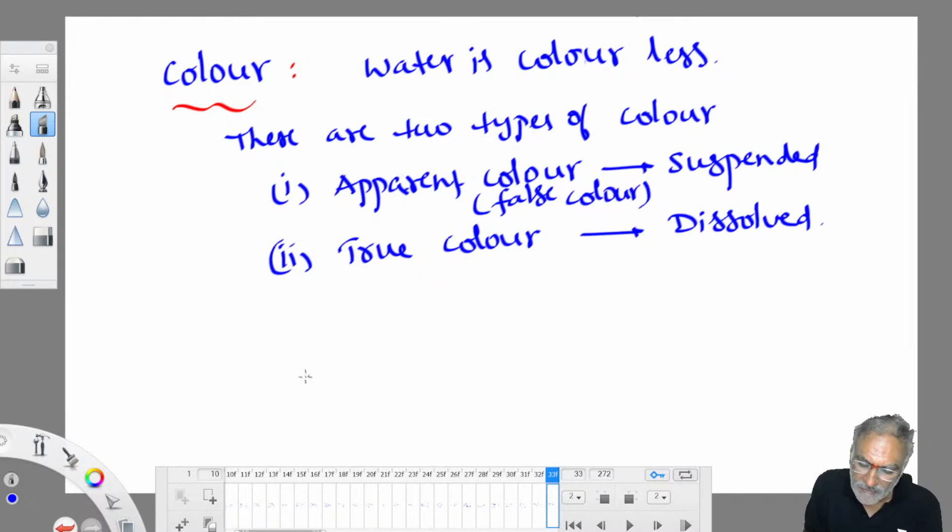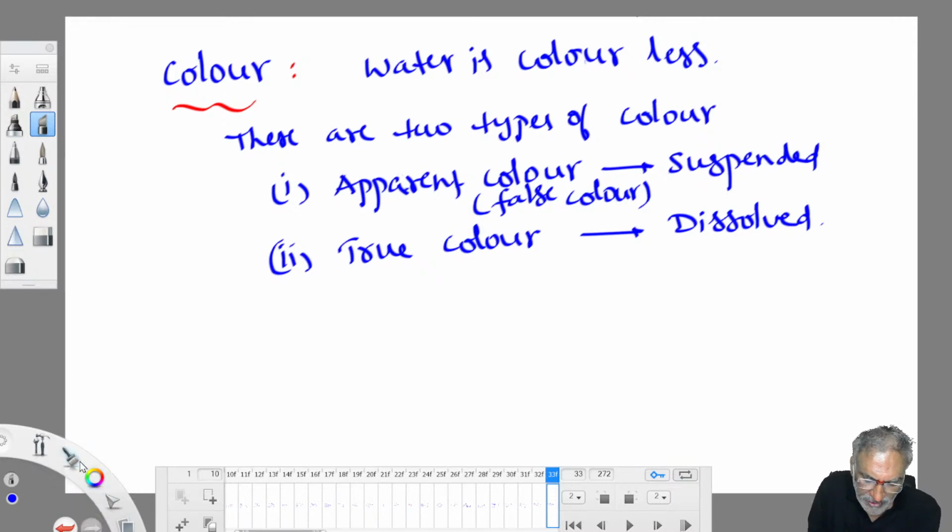And true color is truly color in water. Nothing is pretending in water; there is truly a color in water. False color is due to suspended particles. The moment you remove them, apparent color disappears. But dissolved particles cause true color. So even though suspended particles are removed, color is still there in water. You can get rid of that by removing dissolved particles. So water is thought to be colorless.